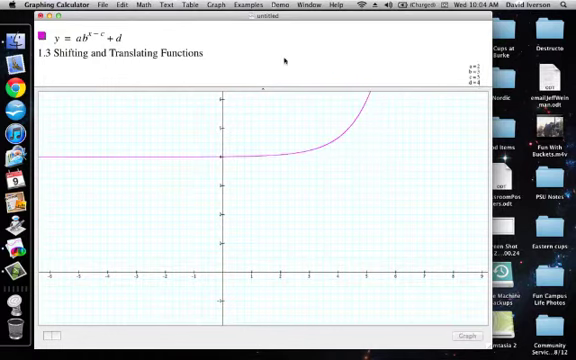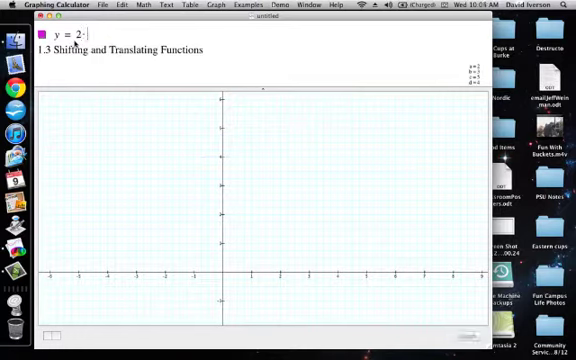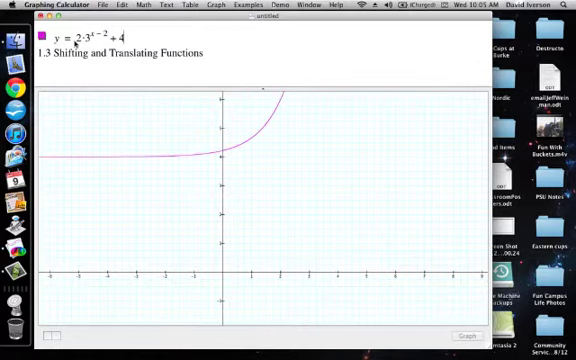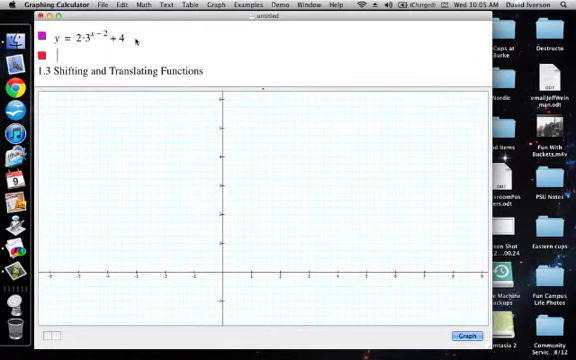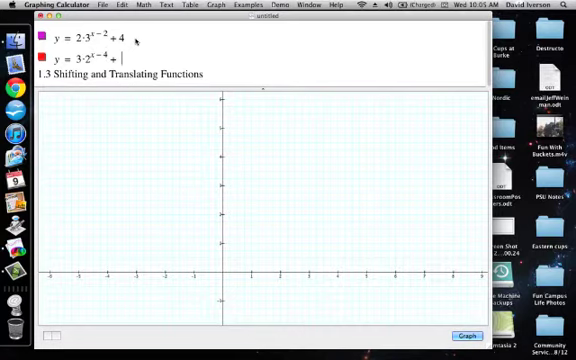Okay, so if I get rid of those, and if I do y equals 2 times 3 to the x minus 2 plus 4, and then I compare that to y equals 3 times 2 to the x minus 4 minus 2.